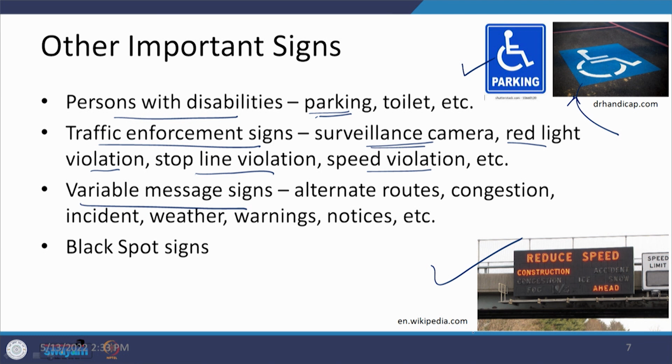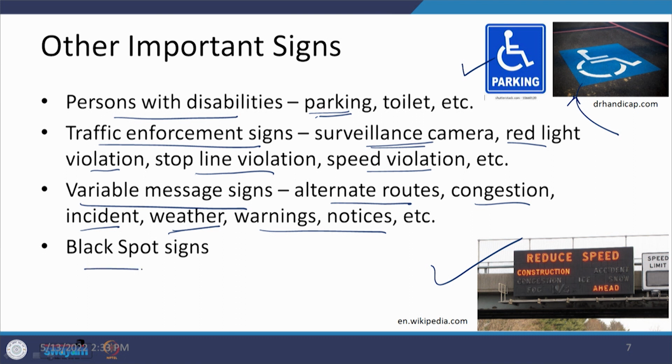Some examples are already given here. Say there is an alternate route because a road is closed or under maintenance, so you take some other route. Or there is congestion ahead, and therefore, if possible, you can take some other route. Or an incident has taken place, some crash has occurred, and that is also intimated, and because of that there may be delays, which is also intimated. Weather conditions, such as heavy rain or flooding, can also be notified. Any other type of warnings or notices can be given by utilizing this VMS.